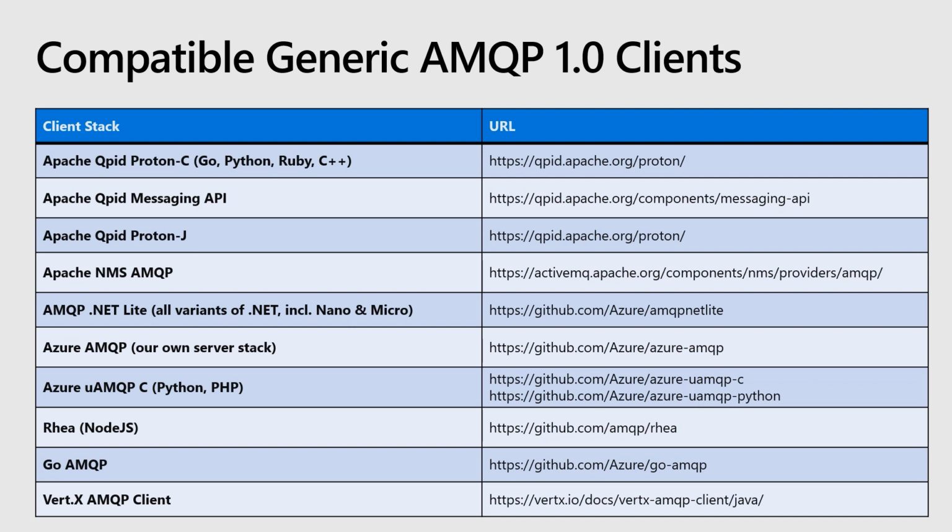Including, for instance, something like Azure Micro AMQP C, which is written in C99 and is super compact and also works on microcontrollers. Or there's Go AMQP, there's Rhea. These are not all things that we built, right? These are many things that were built in the community. Specifically, the Apache projects have been built mostly under the leadership of Red Hat.